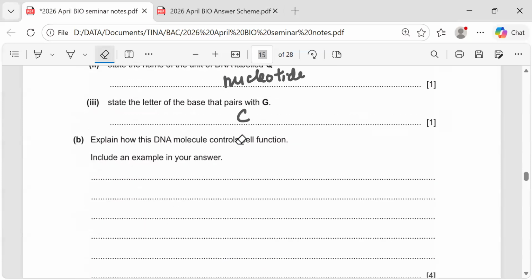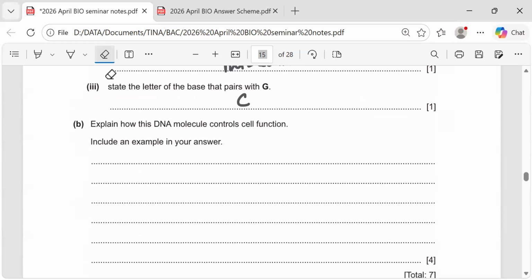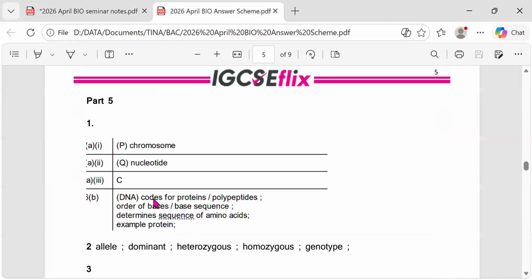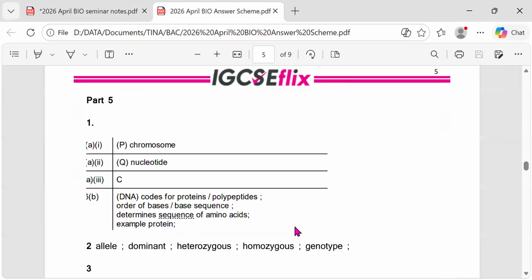Explain how DNA molecules control cell function. The sequence of the bases determines the sequence of the amino acids. This will form different kinds of protein. Okay, so it codes for a protein. Okay, then I give the example.